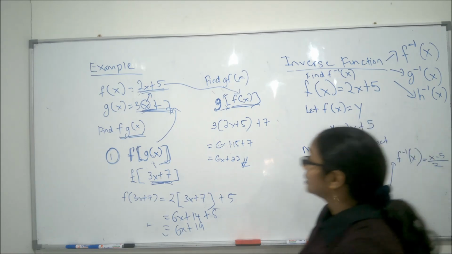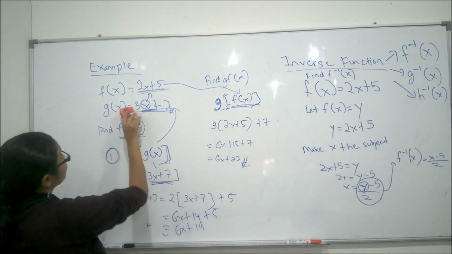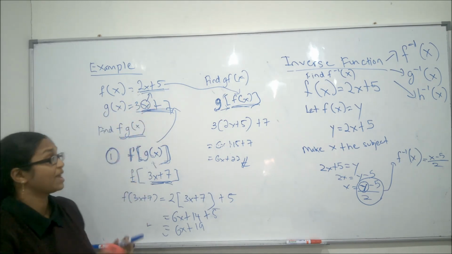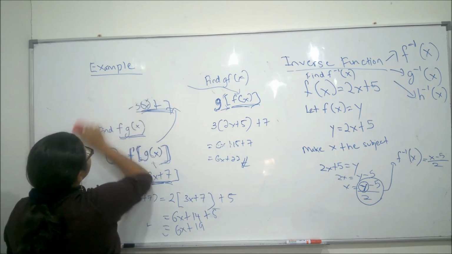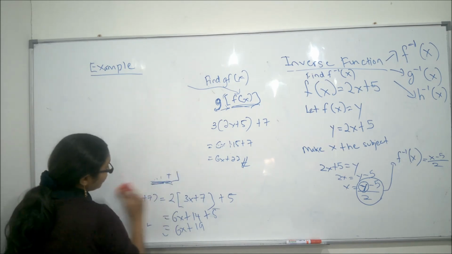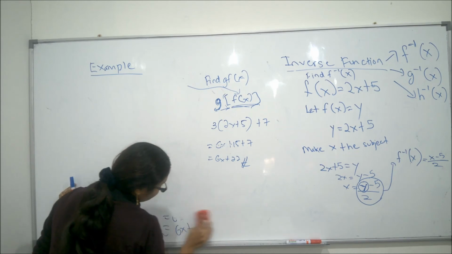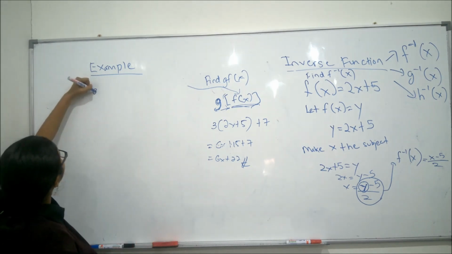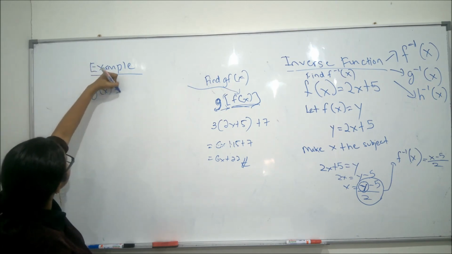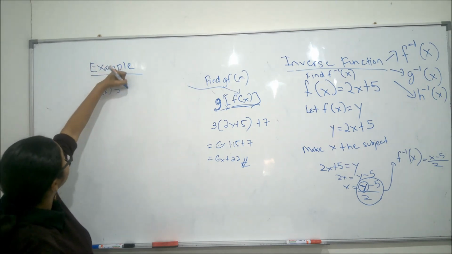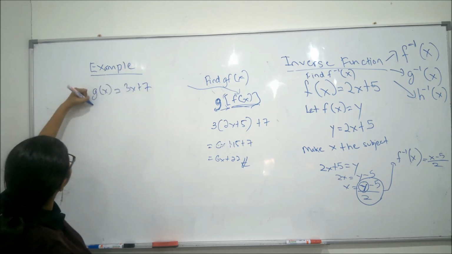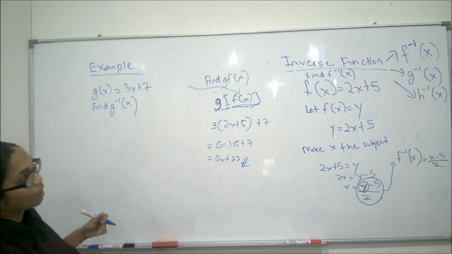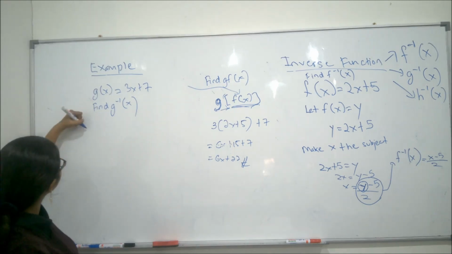Clear? Let's try one last example using this value. Remember this equation because I'm going to rub this off. g(x) is equivalent to 3x plus 7. Another one more inverse function example, and we will be able to master this chapter. g(x) is equivalent to 3x plus 7. Find g inverse. Follow the step back again.